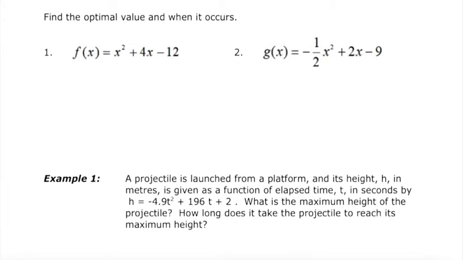Remember that there are a few different ways that we can look for that optimal value or that vertex. We can either use completing the square, or we could solve by factoring the trinomial. We'll do one of each. For number 1, we're going to factor this simple trinomial. Because there's no value in front of the x squared, we're looking for two numbers that multiply to give us negative 12 and add to give us positive 4.